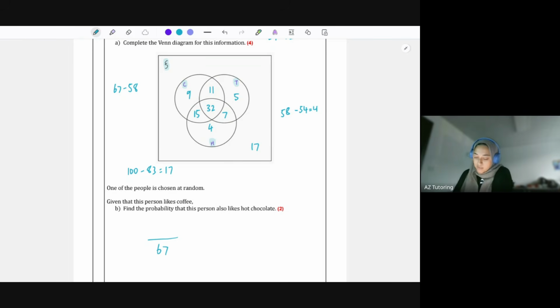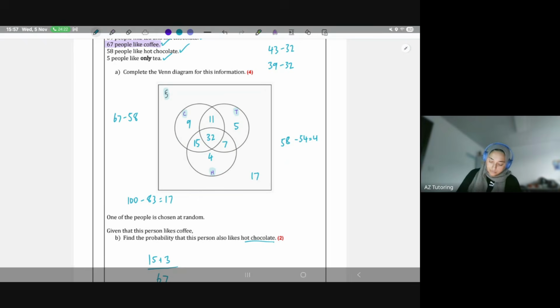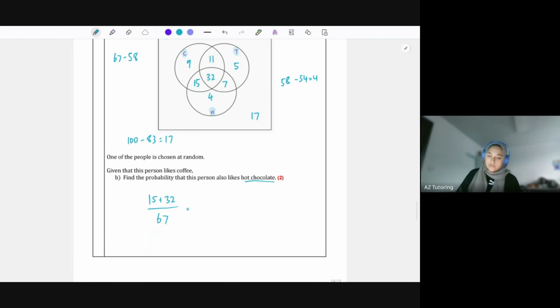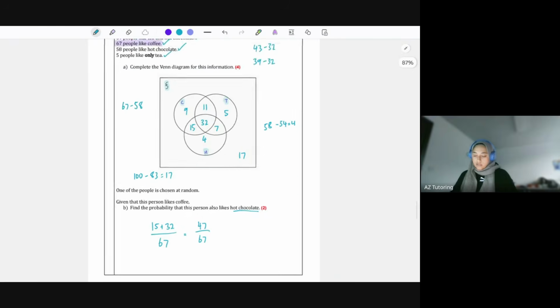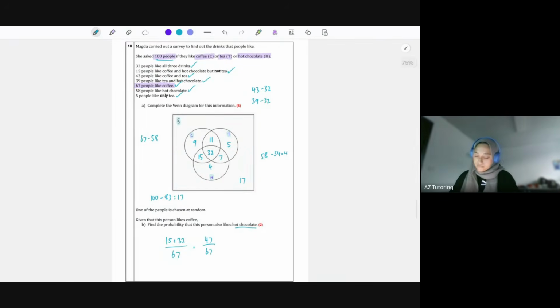We want to find the probability that this person likes hot chocolate. Now, they have to like coffee and hot chocolate, which could be here. Because that's both coffee and hot chocolate, it could be that 15. But it could also be this one here, the 32, because that is also the intersection between hot chocolate and coffee. So we need to account for both 15 and 32 on top. Let's simplify that. 15 plus 32 gives us 47 out of 67. And that's for 2 marks. So that's the Venn diagram question for 6 marks altogether.